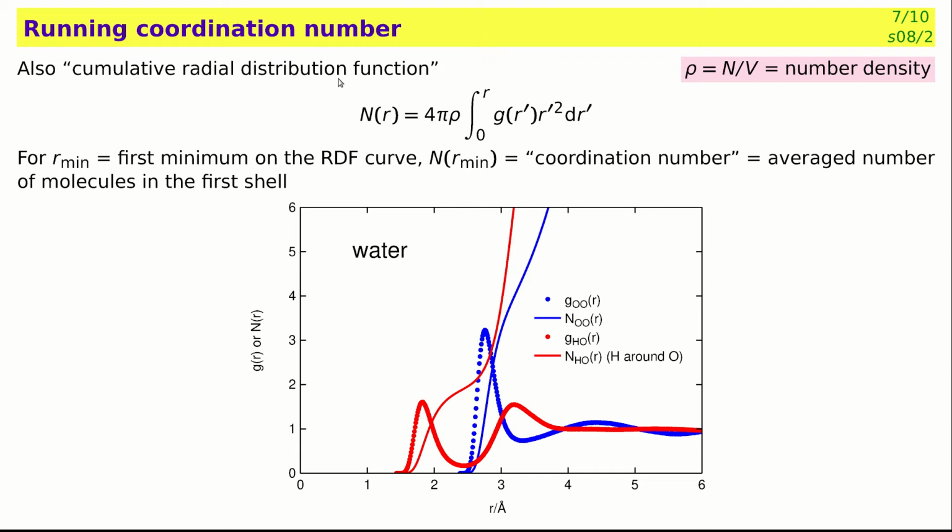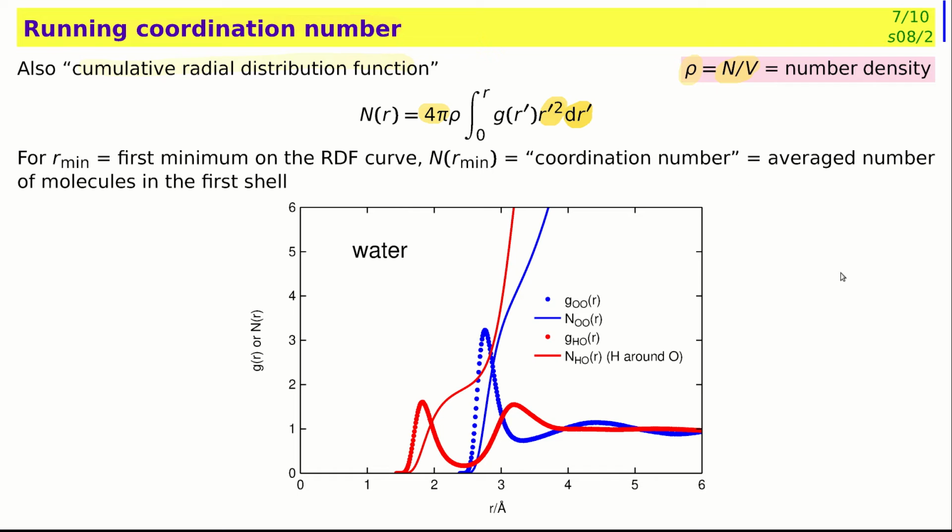There is another quantity which is, I would say, a bit easier to analyze. It is the cumulative radial distribution function, also called the running coordination number. And why the coordination number? First, let rho denote the so-called number density. It is the number of molecules in volume. And here I have an integral. The integral is over the element 4 pi times squared radius times dr.